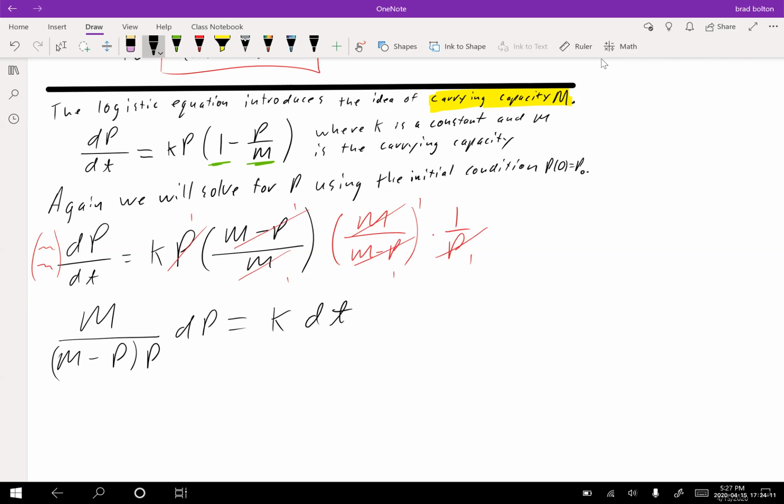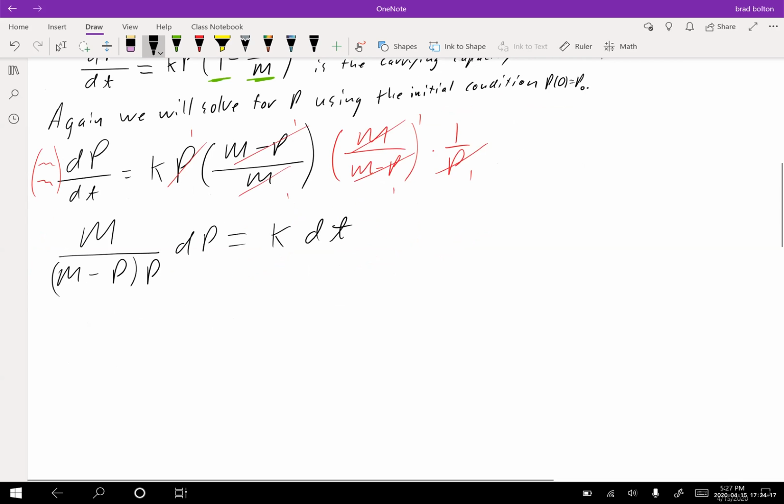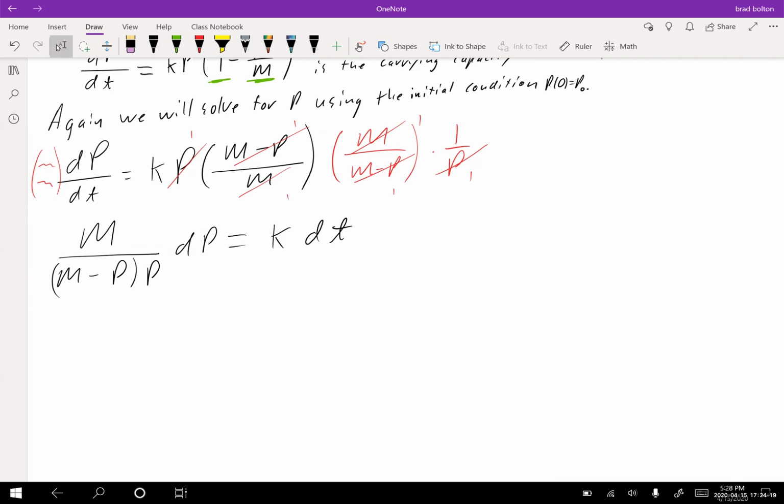So what we could do here is we could clean this up by, I guess, integrating both sides of this. So we're going to integrate both sides of this equation. Okay, and we know the right-hand side is going to be KT plus C, right? Now the left-hand side is going to be a little bit more annoying.